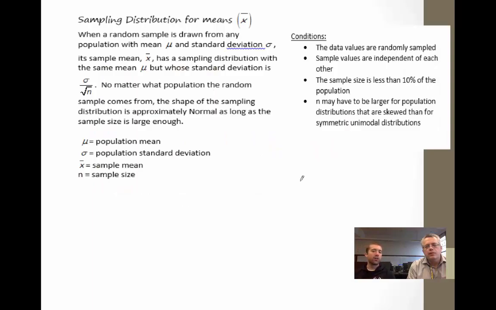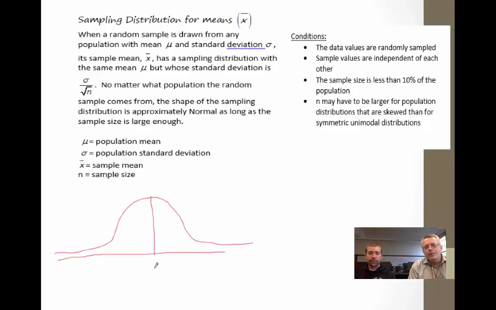So we're back. Just a review of the central limit theorem. If we have a random sample drawn from a population with mean mu and standard deviation sigma, our sample mean has a sampling distribution with the same mean, but our standard deviation is now sigma divided by square root of n. We focused a lot on proportions so far, and we know the formula for standard deviation for proportions. Now we're switching back to means.